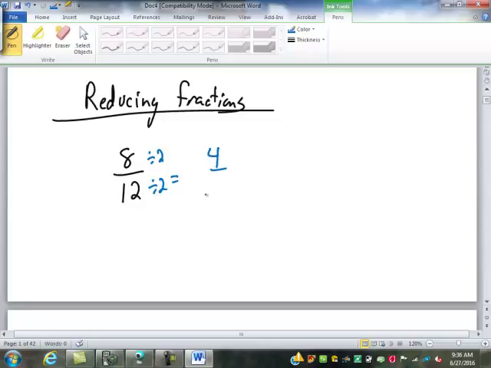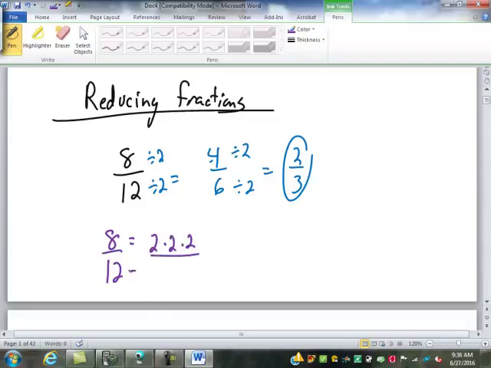That leaves us with 4. 8 divided by 2 is 4. 12 divided by 2 is 6. Then we see that we could divide by 2 again. 4 divided by 2 is 2. 6 divided by 2 is 3. So we get 2/3. What is really happening there, and we mentioned this a little bit last week, is we factored. 8 is 2 times 2 times 2 prime factor. 12 is 2 times 2 times 3. And then we just canceled out the 2's, left with 2 over 3. Canceled out the common factors and saw what's left.